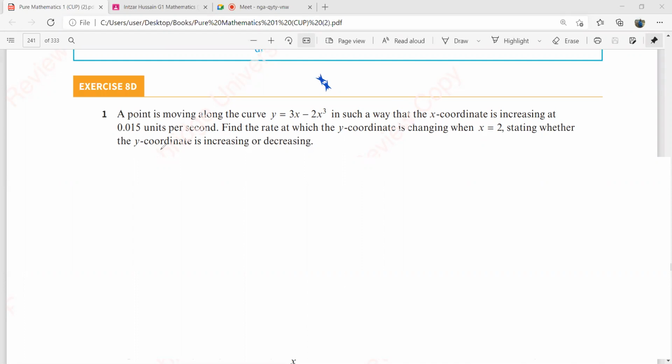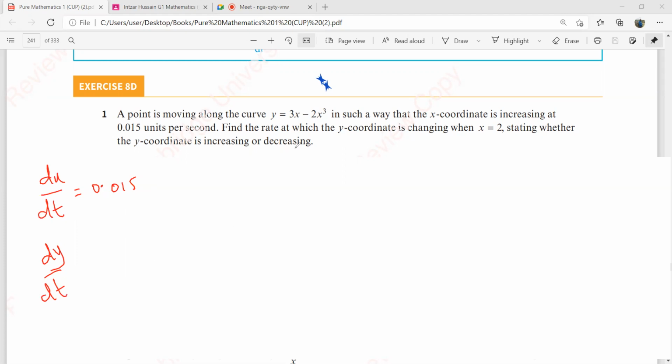So he's giving you the rate of change of x over here, and you will note it down in mathematical notation as dx by dt equal to 0.015. And if it was a decreasing rate, then you would put a minus sign with this. So this is the increasing rate of the x coordinate, that is your dx by dt. It says find the rate at which the y coordinate is changing when x is 2. It's asking for dy by dt.